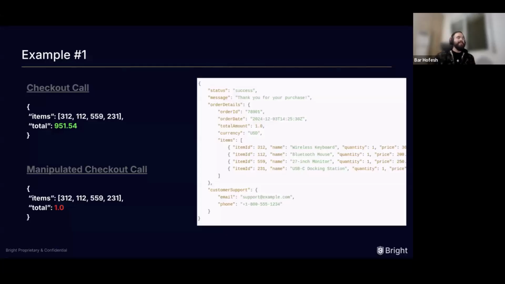And the response basically tells us, success, thank you for your purchase. You got your order ID, you got your date, and then the total amount is 1. The currency USD, and you can see it's a bit cut, but you can see below in the items array that the price for the items hasn't been changed. It's just that we affected the total amount that we need to pay, because the calculation of the total sum to be paid has been moved to the front end, and then it can be manipulated.